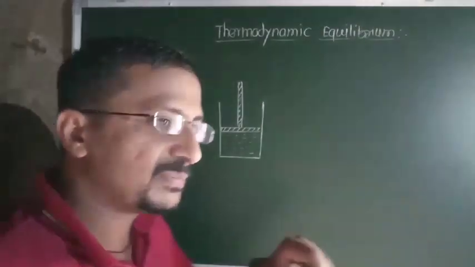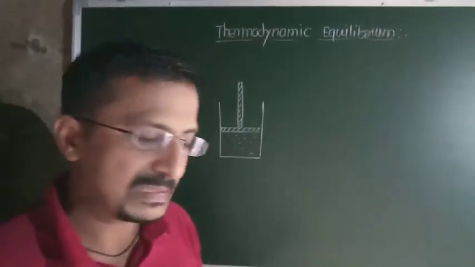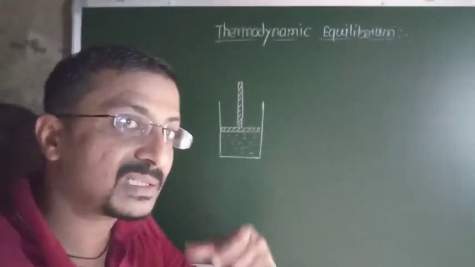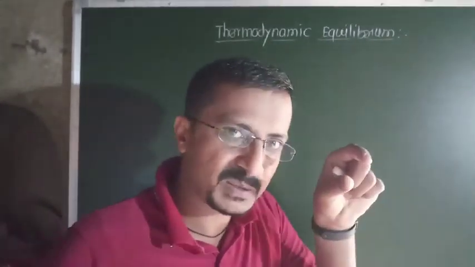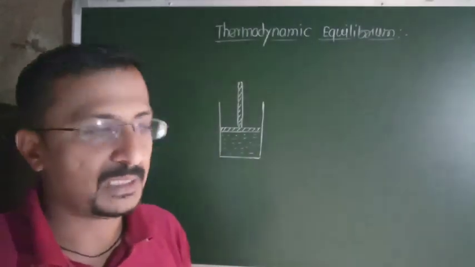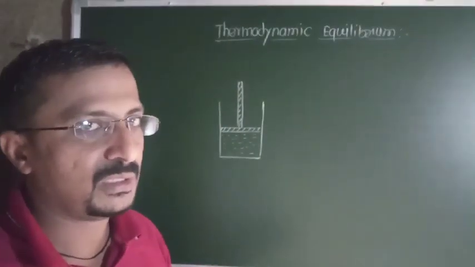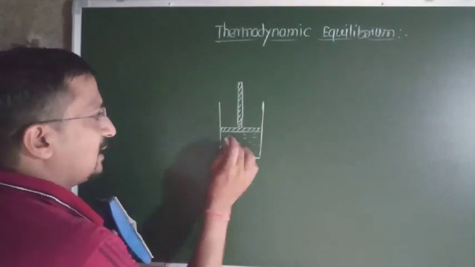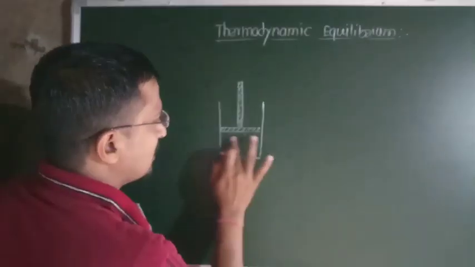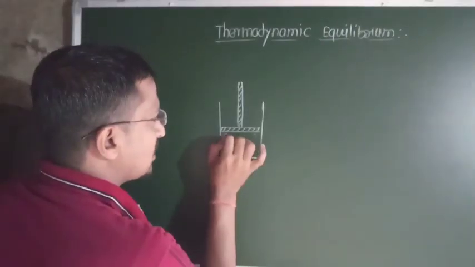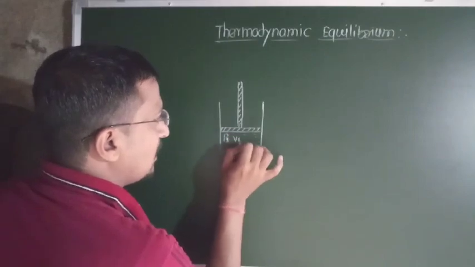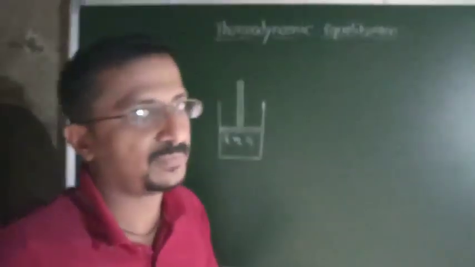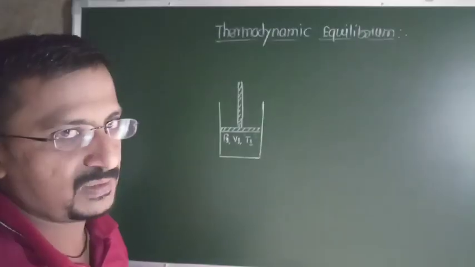Now, as gas is filled in the cylinder, it is one system, and that gas has some state functions. It has a specific pressure value, a specific temperature value, and also a definite or fixed volume. Suppose the gas has pressure P1, volume V1, and temperature T1. These are the state functions of the gas filled in the cylinder.